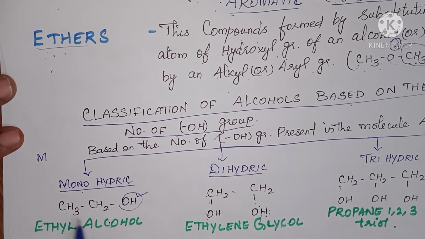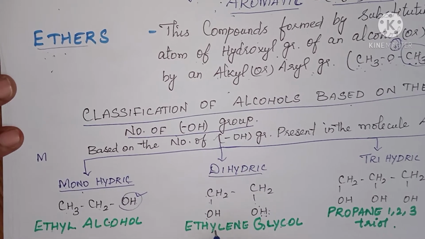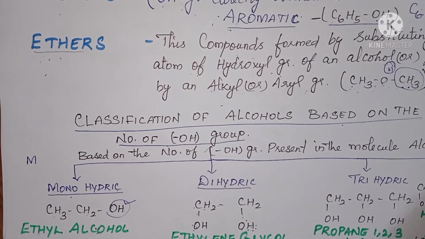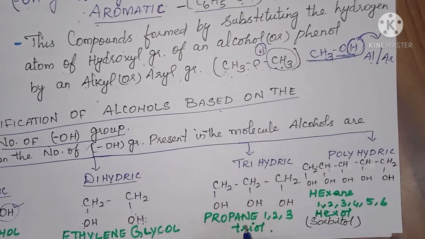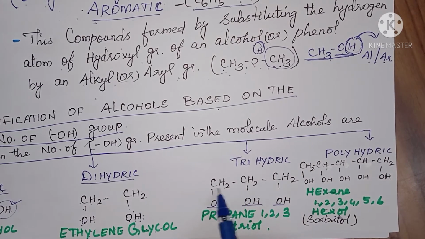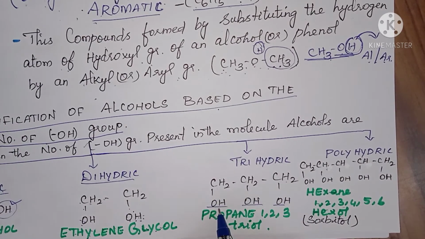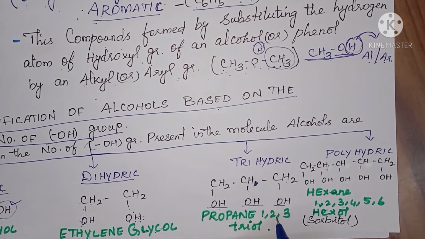Here ethyl alcohol you know very well, C2H5OH or CH3CH2OH. So this is ethyl alcohol. Then ethylene glycol, CH2OH single bond CH2OH. Now the third one, trihydric alcohol. So what is the trihydric alcohol? Naturally 3 hydroxyl groups will be there: CH2OH, CHOH, CH2OH.